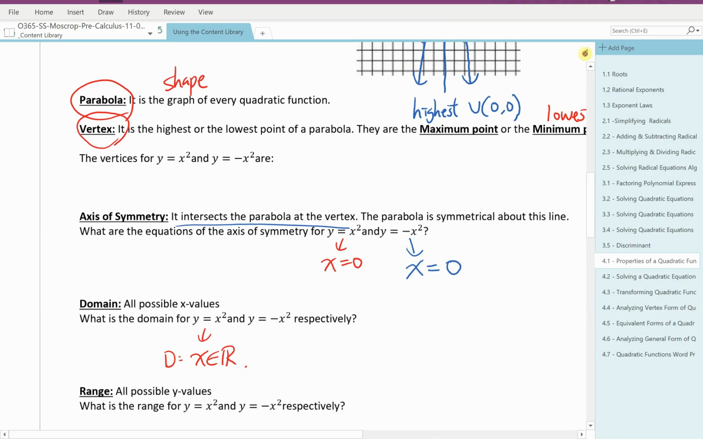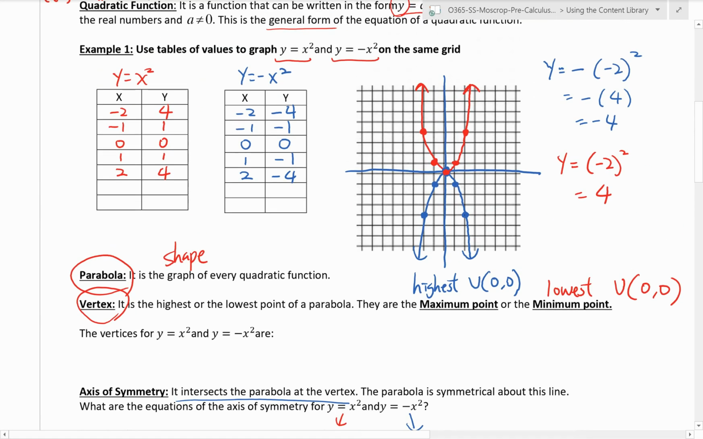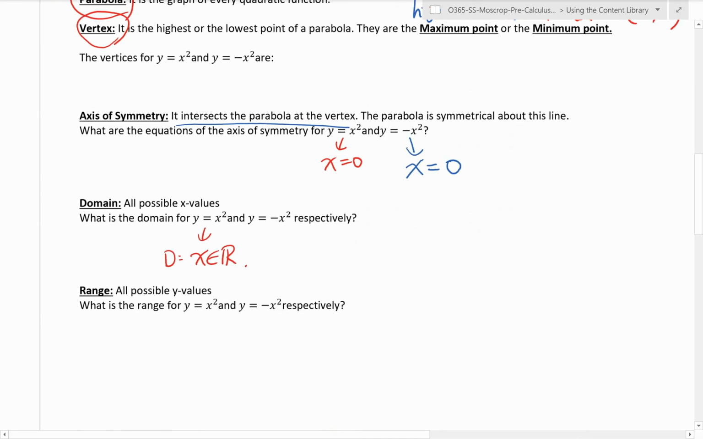For the y equals negative x squared graph, same thing. It's going to keep going to the left and downwards. It's going to keep going to the right and downwards. So because it keeps going to the left and right, therefore the domain here is also going to be all real numbers. Okay? Range is we're looking at all possible y values.